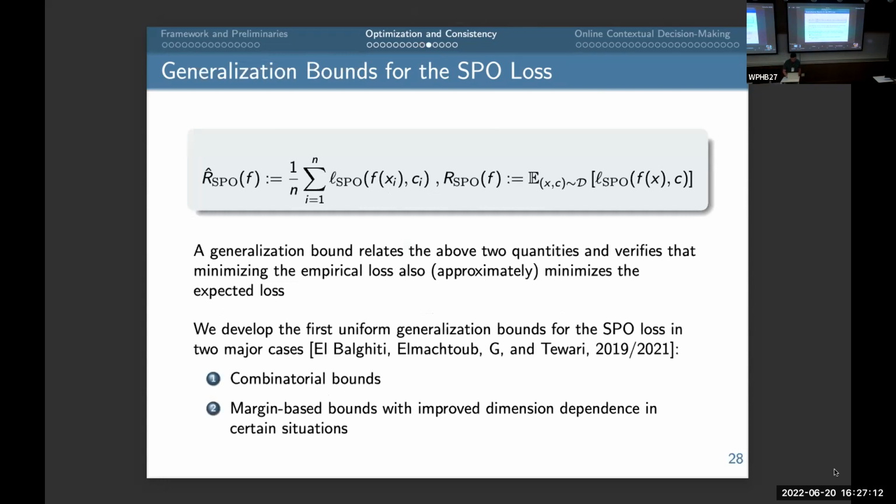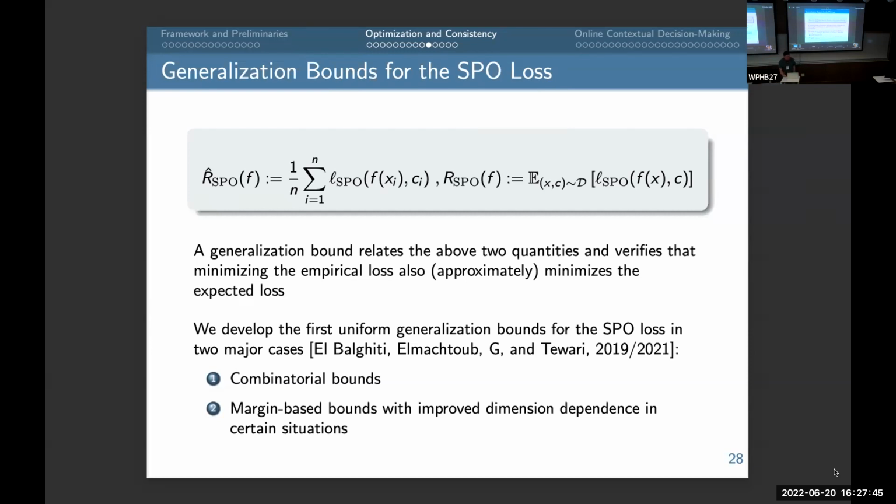And so we established the first generalization bounds for the SPO loss in this paper, in two situations. Basically, we established combinatorial bounds that rely on converting the problem to a slight extension of multi-class classification. These bounds may have relatively bad dependence on the dimension. We improved this dependence using margin-based arguments that are more non-trivial. So I'll not talk about any of these details.